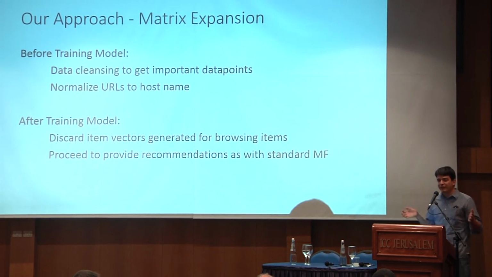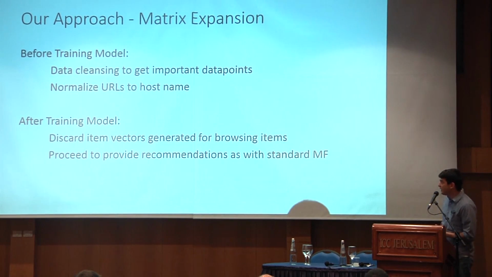Okay, so then we have this expanded matrix. We perform matrix factorization on it, and we end up with user vectors, item vectors for our retail catalog, and item vectors for our browsing items. Of course, we don't intend on recommending URLs or queries to our users, and so we discard these and then proceed with our recommendations as usual.